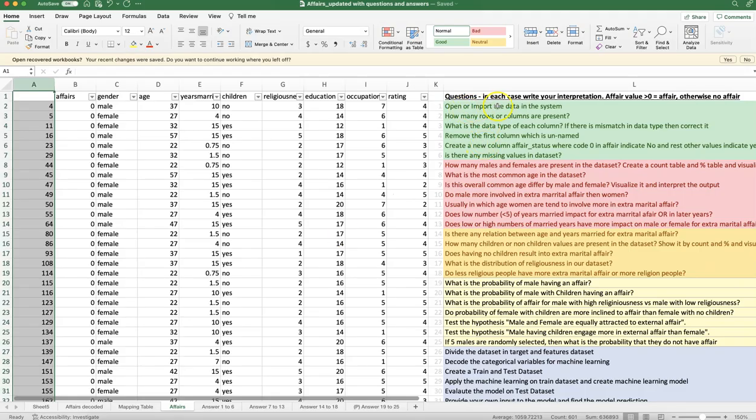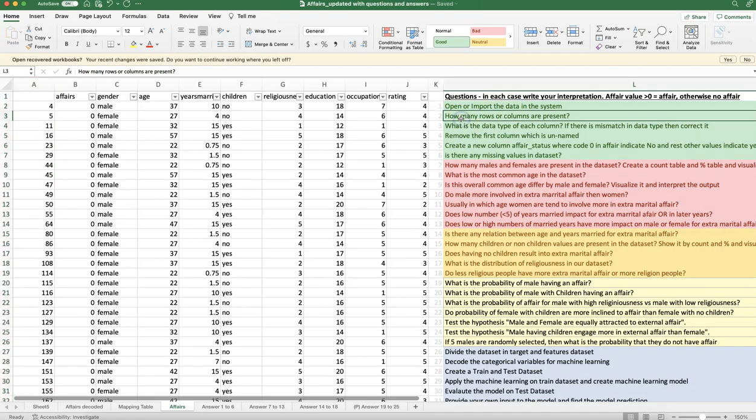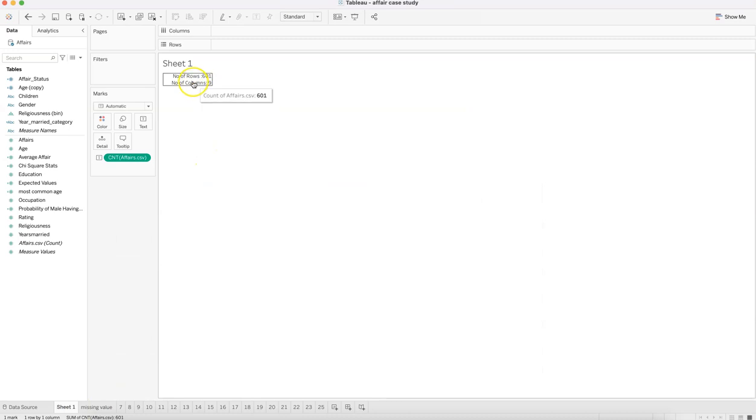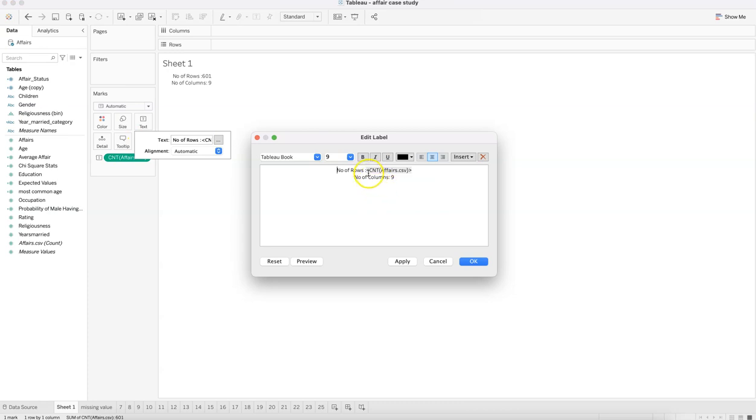That's the first question: open or import the data. How many rows and columns are present? This is in Sheet 1. The number of rows is 601 and the number of columns is 9. This is based on this text. The number of rows is the count of affairs. However, the number of columns does not have any value similar to counting the rows, so I have done a manual count and produced the output.